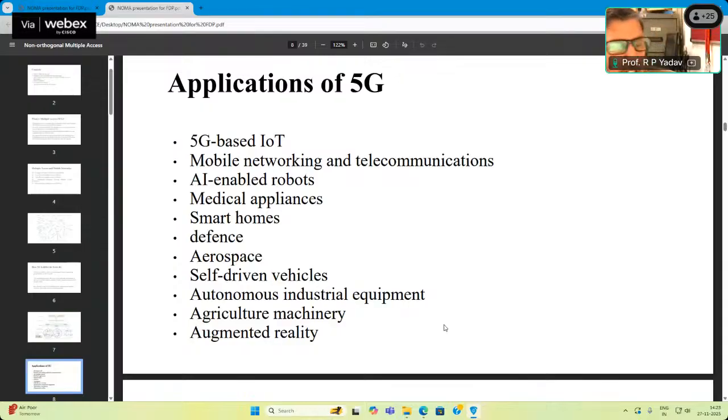Then there is autonomous industrial equipment. With 5G systems, as I said, based on IoT and many other aspects, this equipment can be controlled remotely. Inventories and all kinds of supply chain management issues can be looked into, and agriculture machinery and augmented reality can also be served very well. So many applications. I think these are only a few.